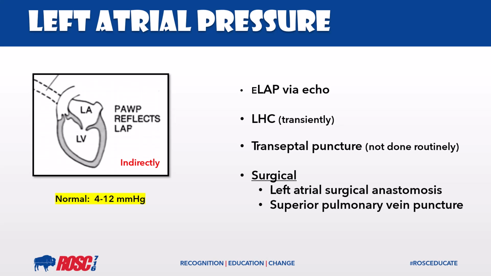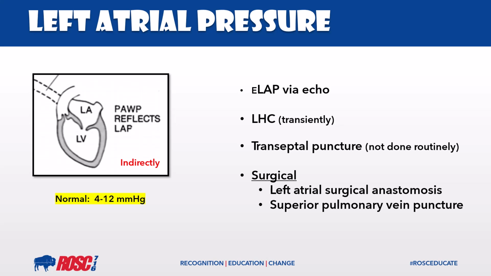There are other ways to measure or estimate left atrial pressure. We can estimate left atrial pressure by echo. We can transiently transduce left atrial pressure when a cardiologist does a left heart catheterization. Interventional cardiologists can also do a transseptal puncture, where they go through the right atrium, puncture the septum, and they're in the left atrium and can transduce this. Obviously, this is not done routinely.